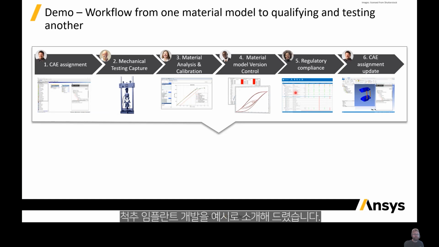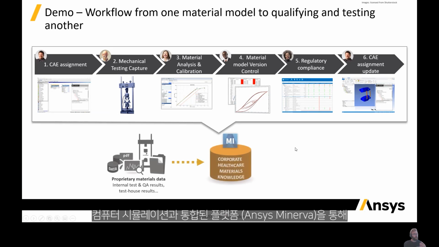Then we can actually run regulatory compliance using those same materials and that same information, and then bring it in and rerun the simulation to make sure and assess that the new material has the same properties and performance as the old one. And the question I would ask here is, how did we do this?